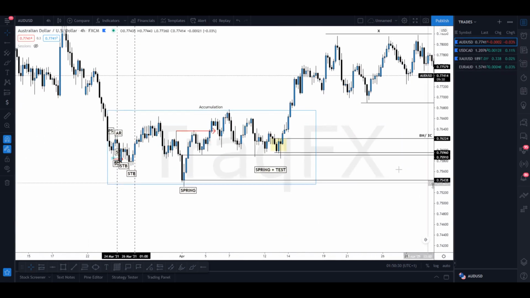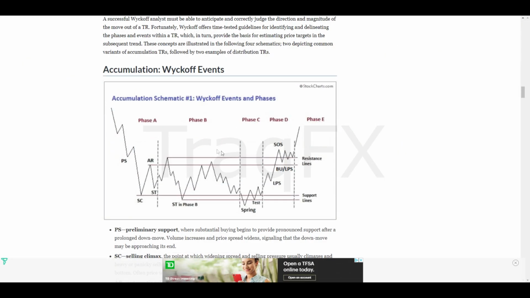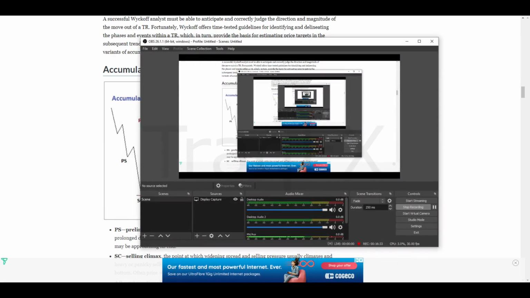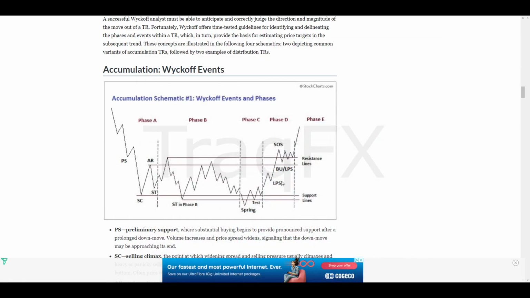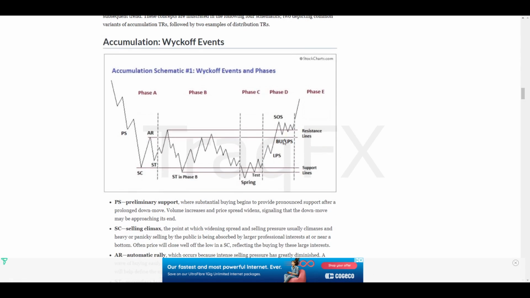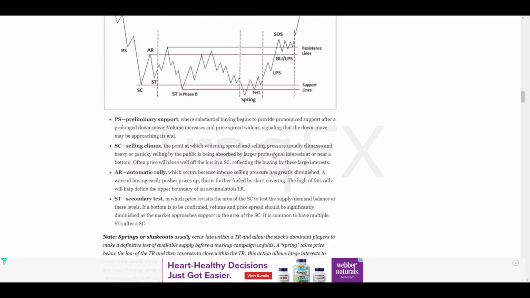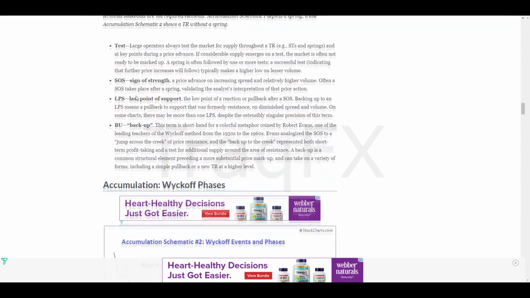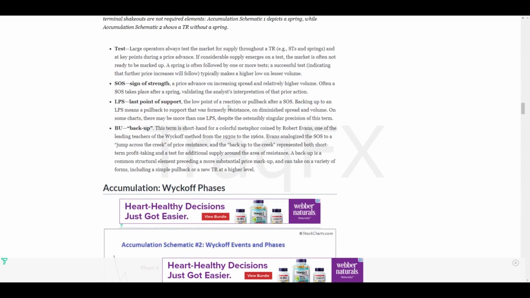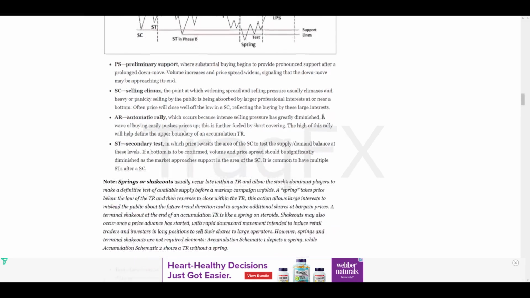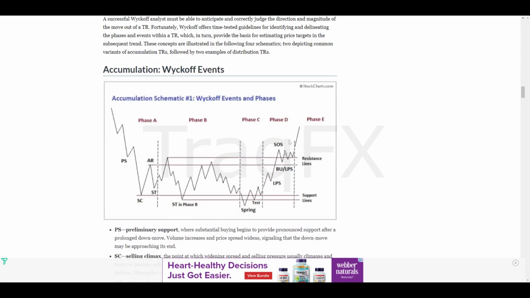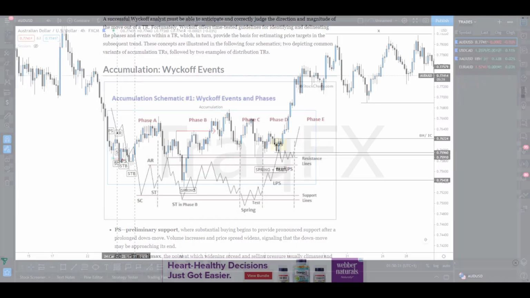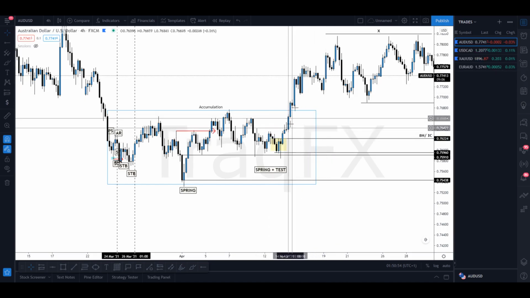Now there is another way to enter accumulation schematics, and that's by the LPS. So my bad, I was just taking the time. So LPS is basically in phase D, and this is basically that last point of support. So last point of support is the low point of reaction or pullback after an SOS. SOS is basically a sign of strength, breaking past the previous highs, identifying that the market is overall bullish.